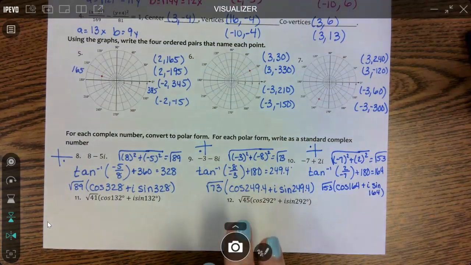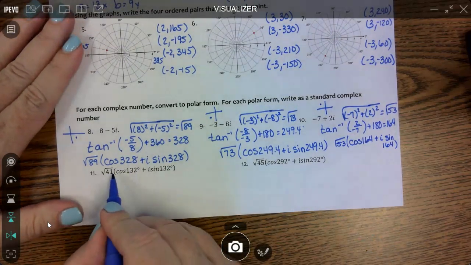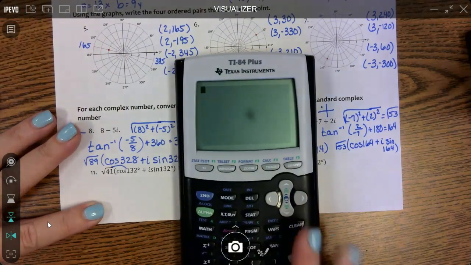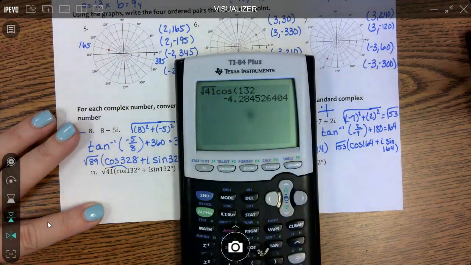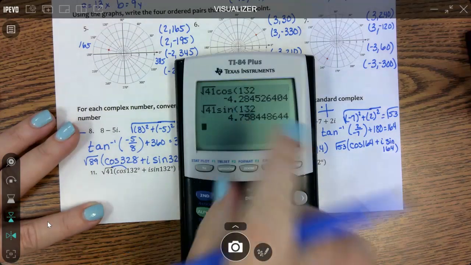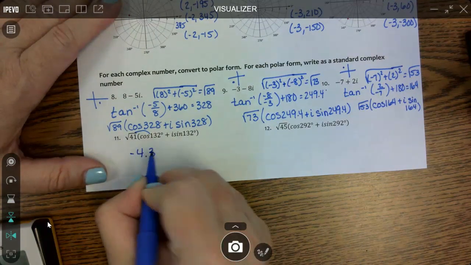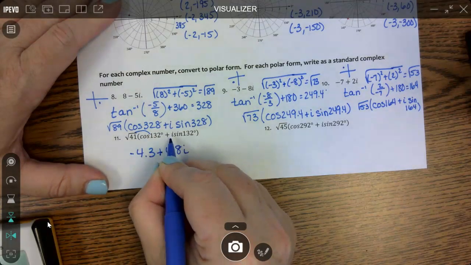Now here, we're just going to distribute. So this is how I'm just going to type it in clear. Square root of 41, push out cosine of 132. And I'm going to go ahead while we're here, square root of 41 sine of 132. Okay, so here we go. My answer is going to be negative 4.3 plus 4.8i. Just don't forget that i.